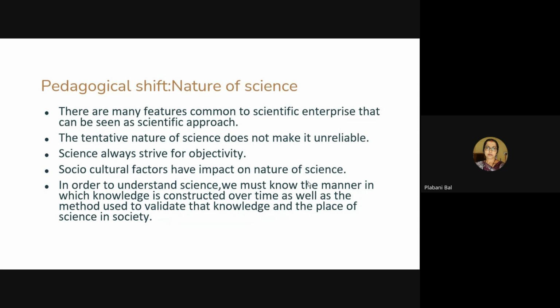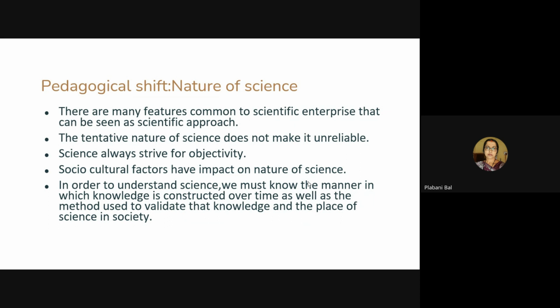Pluto is a different type of planet, so it is a dwarf planet, and now again it is included here. All these things are happening, so we say science is tentative in nature, but it is not unreliable. We rely on it, but after some time it may change.